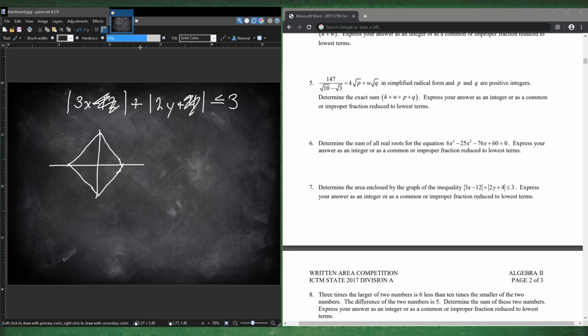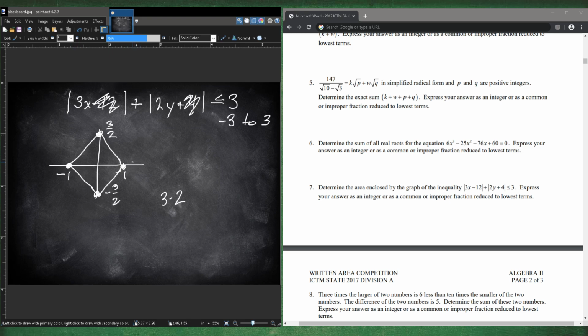So now we have to find the upper and lower bounds. So lower x, upper x, lower y, upper y. So 3x goes from -3 to 3, right? Because it's absolute value. So -3 divided by 3 is -1. 3 divided by 3 is 1. -3 divided by 2 is -3 over 2. And 3 divided by 2 is 3 over 2. So the distance in the y is 3, because 3 over 2 minus -3 over 2 is 3. And then the distance in x is 2, so 1 minus -1 is 2.